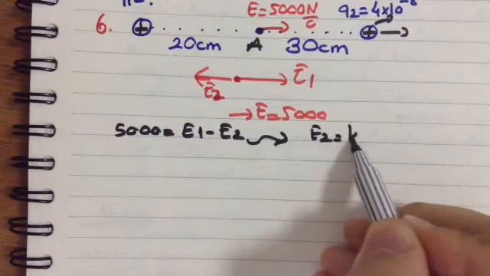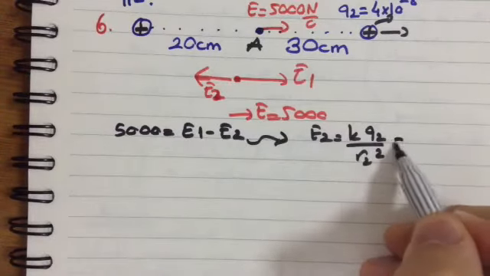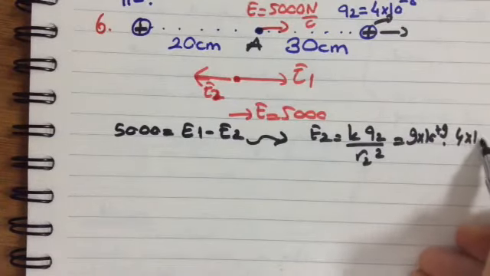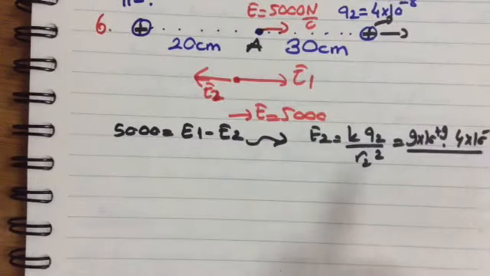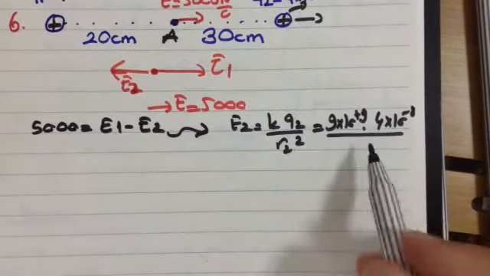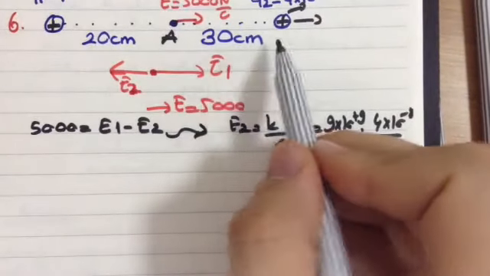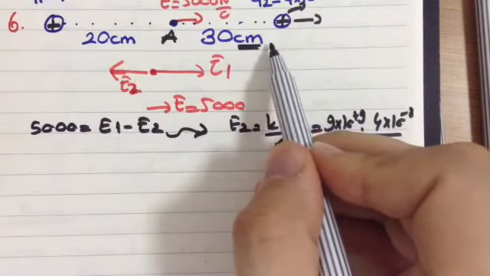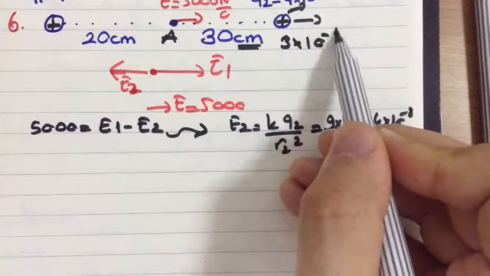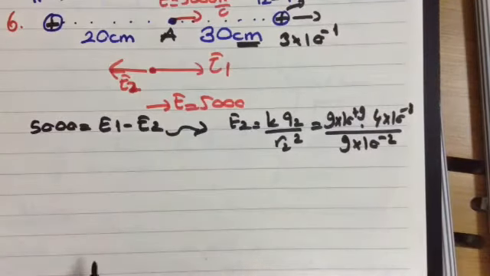Electrical field 2 is K, Q2 over R2 square. K is 9 times 10 to plus 9, and the charge is 4 times 10 to minus 8, over the distance square. And when you look at here, it's 30 centimeters, but you cannot use the distance in terms of centimeter. I will change it to meter, like 3 times 10 to minus 1. When I take the square, it's 9 times 10 to minus 2.